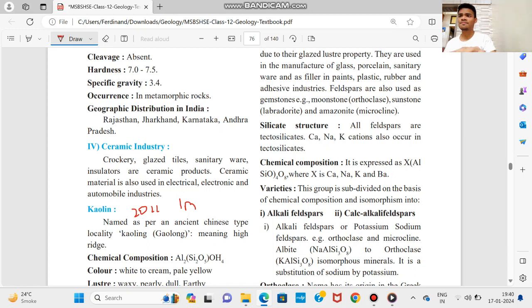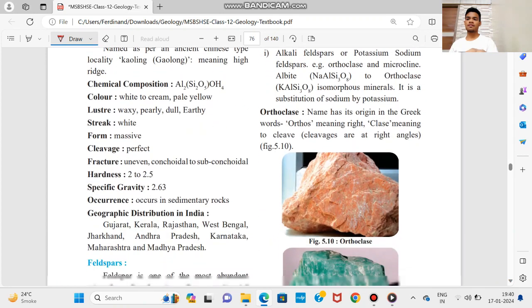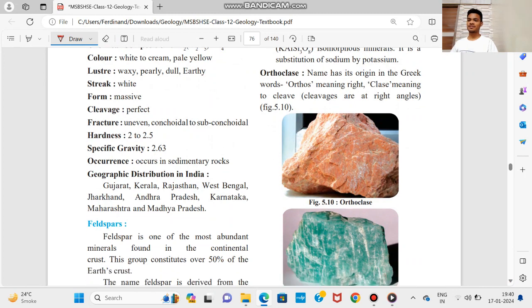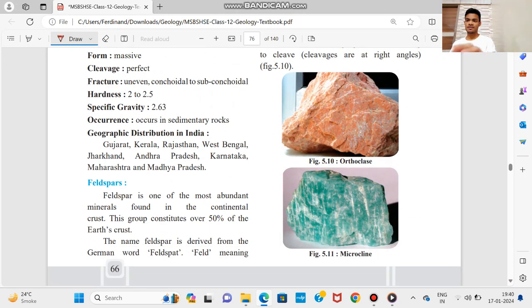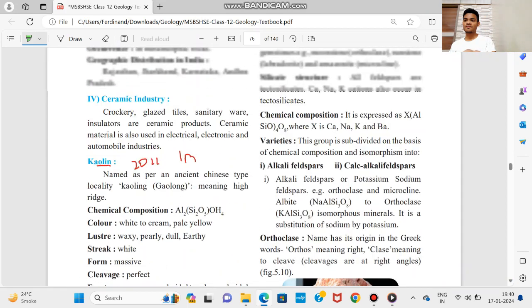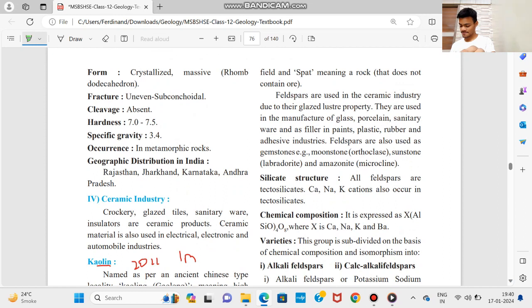So a question had come, a small 1 mark question. What are the minerals included in ceramic industry? So minerals include kaolin, as I've told you, 1 mark for this word only to write. Next, come down. I feel a possible question can come for 2023-24 or 24-25, whatever you call. So feldspar, possible. I'm not saying 100%.